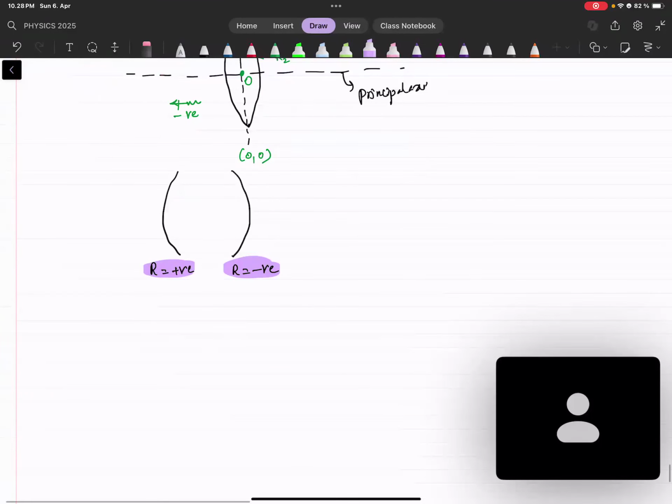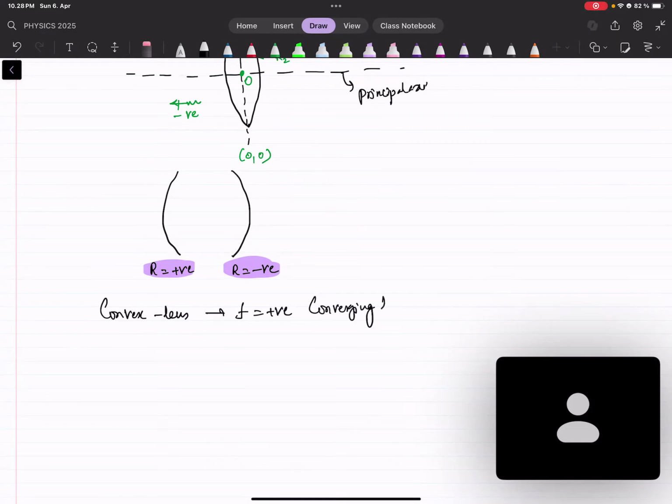Clear? So can I say here, for convex lens, focal length is positive. Okay? This will be a converging lens. So this will be the converging lens.